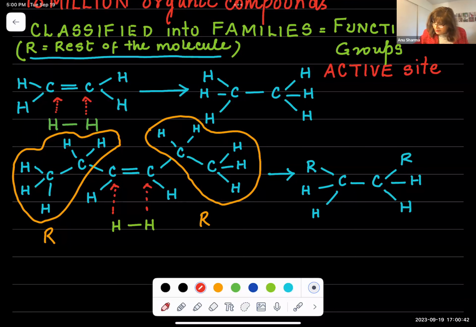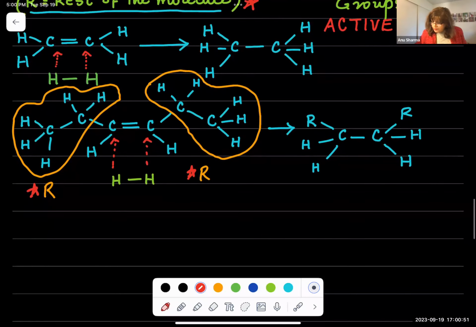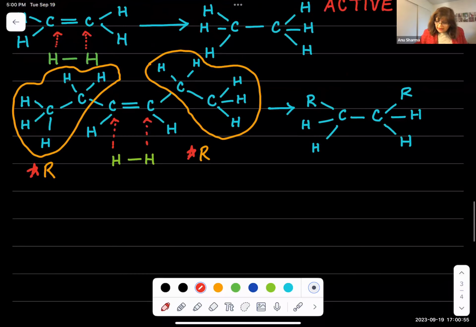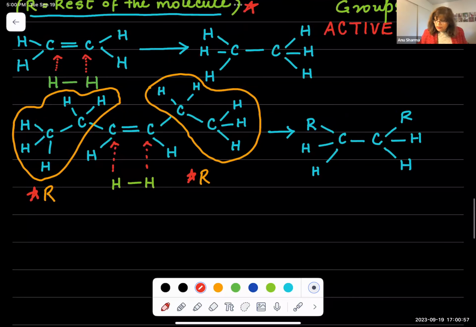This is important. This is R, and this doesn't react. So in the system, we only focus on the active sites. So this is the active site, in this case the double bond. Now we will look at the isomers later.